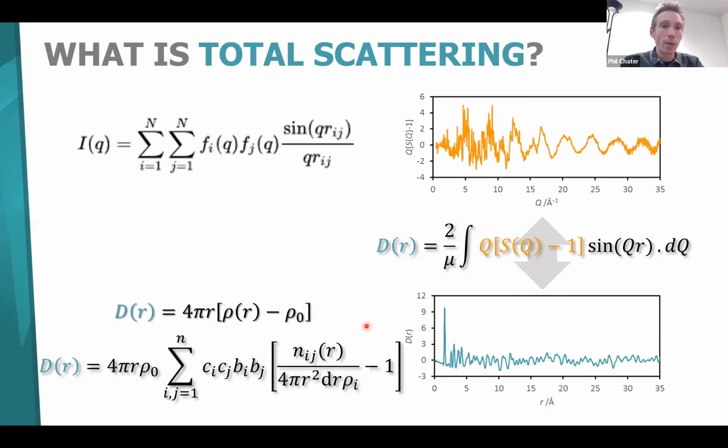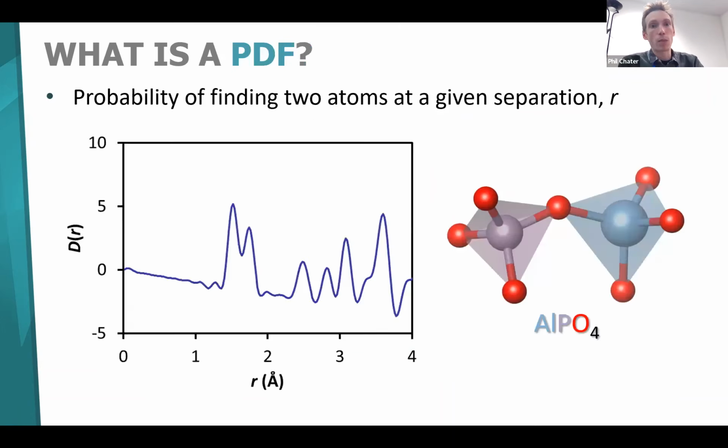So this is it in numbers. I'm not going to dwell on this, but suffice to say that so long as we can measure our scattered intensity, correct it in the correct way, we can generate our total scattering function and Fourier transform it to get our PDF. But in terms of a more instinctive description of the PDF, it is just the probability of finding two atoms at a given separation. So this is our pair distribution function, PDF, and this is generated for this AlPO material here.